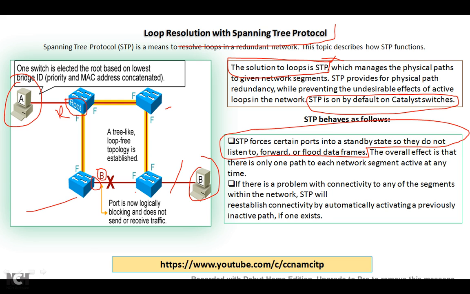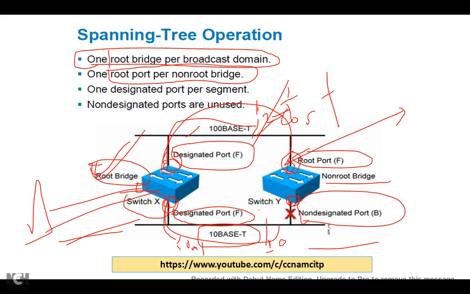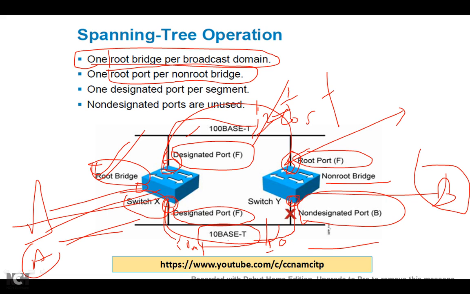So this is how spanning tree works and how we can avoid loops. It is very simple. If any data is coming from A and sending to B, it will not go to this side, it will go directly here, so a loop will not occur. So this is how spanning tree works.